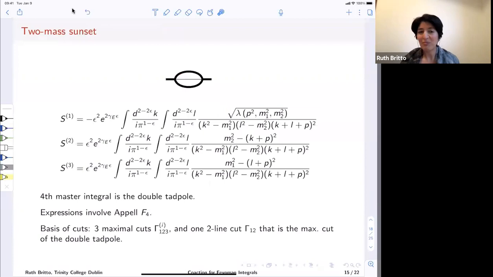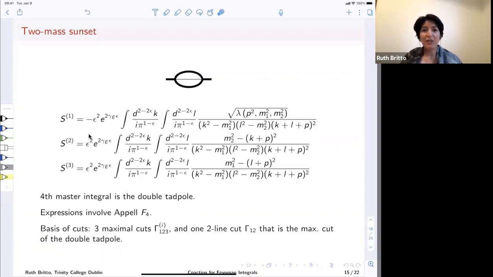Okay, of course, much less trivially, we then come to the two-mass sunset. So now we've got three master integrals in the top topology, and the fourth master is the one I just showed, the double tadpole. These expressions, when you integrate them, involve the Appell F4. And for a basis of cuts, just as there are three master integrals in the top topology, there are three independent maximal cuts. And then there's the fourth master integral. So there's a fourth cut, which is not maximal. So we choose one two-line cut that is the maximal cut of that double tadpole to complete our basis.